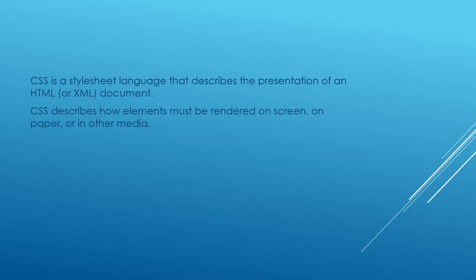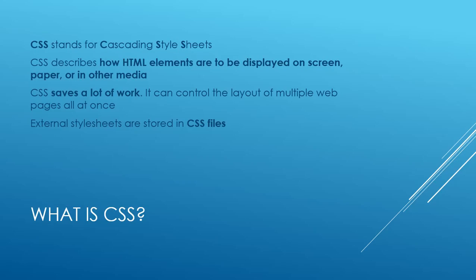CSS is a style sheet language that describes the presentation of an HTML or XML document. CSS describes how elements must be rendered on screen, on paper, or in other media. CSS stands for Cascading Style Sheets. CSS describes how HTML elements are to be displayed on screen, paper, or in other media.